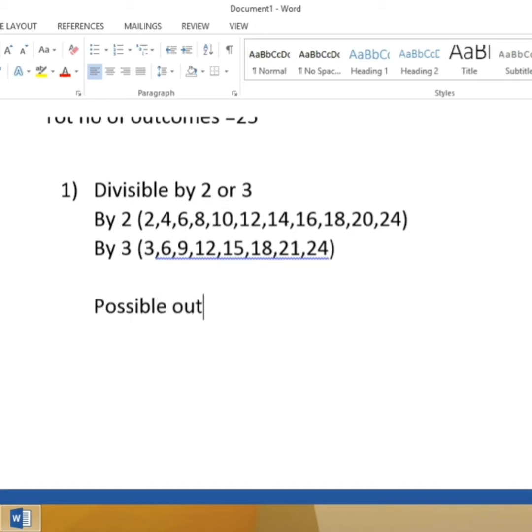So the total possible outcomes which are divisible by 2 or 3 is going to be 16. Here if you see, 6, 12, 18, 24 are repeated in both sets. So we have to take the count only once, only from one set. So the possible outcomes is going to be 16. And the total outcomes we already know is 25.